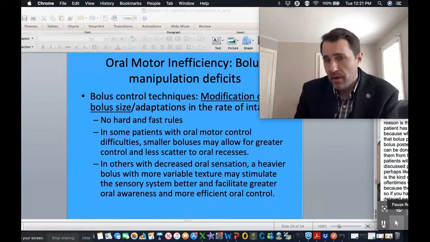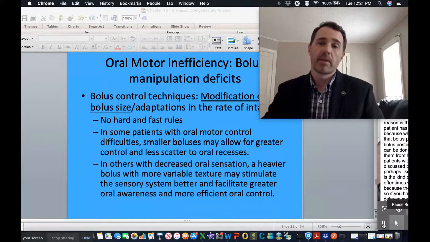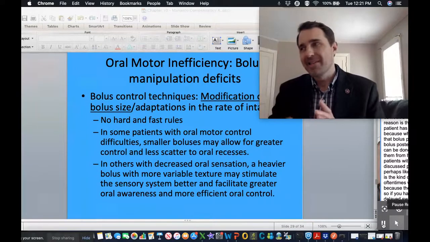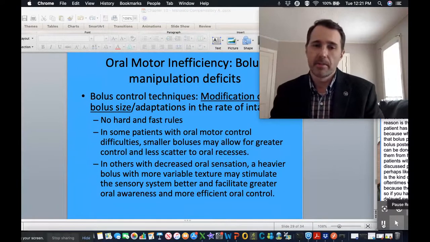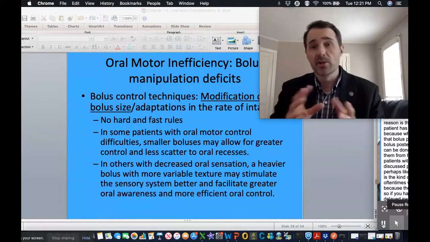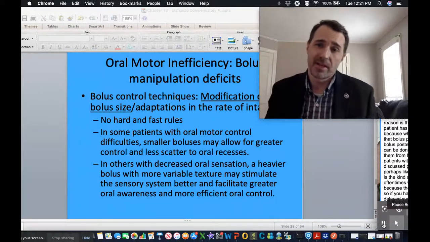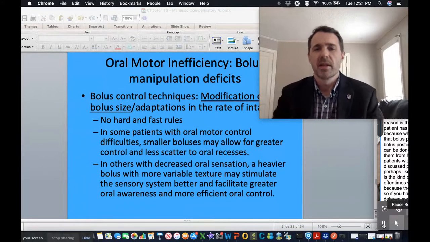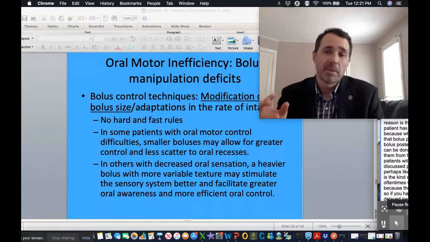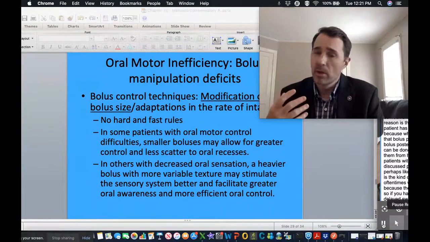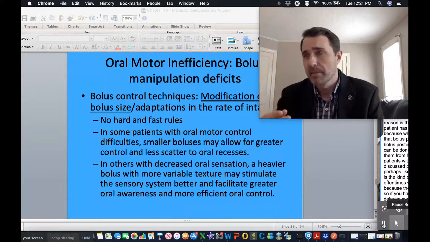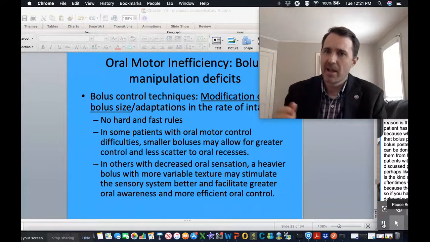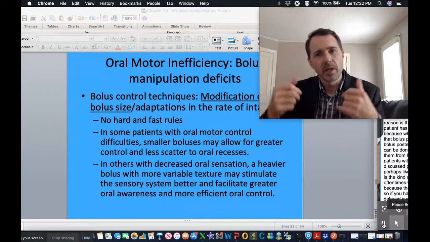All right, so we often also make recommendations for the size of the bolus. And this is going to vary according to patient needs. There are no hard and fast rules, as the slide here says, but usually, if we were to make some generalizations, it would be that oftentimes for patients with oral motor control difficulties, such as lingual weakness, a smaller bolus allows them to have greater control over it and reduces the spillage into the buccal cavities.